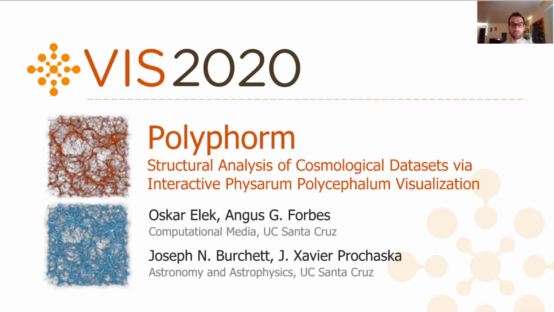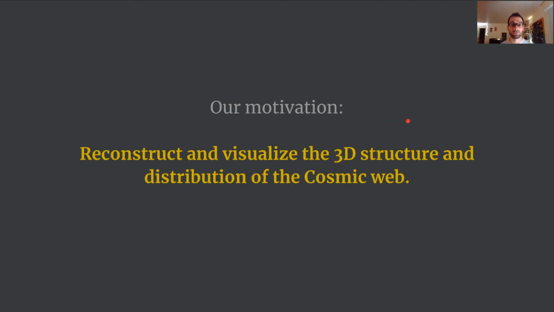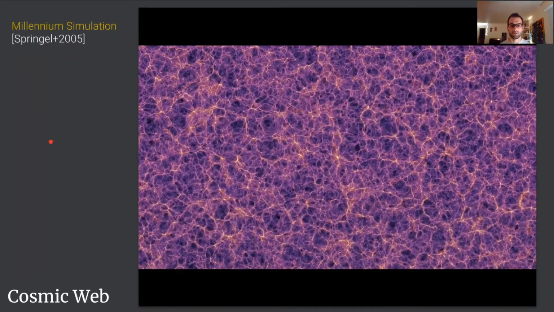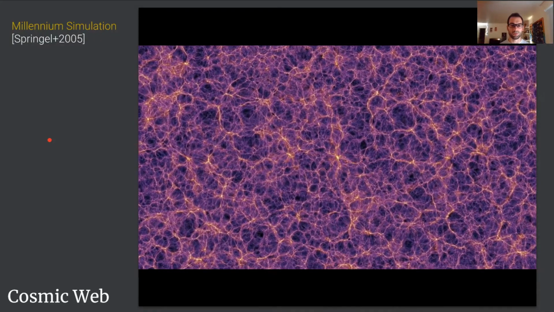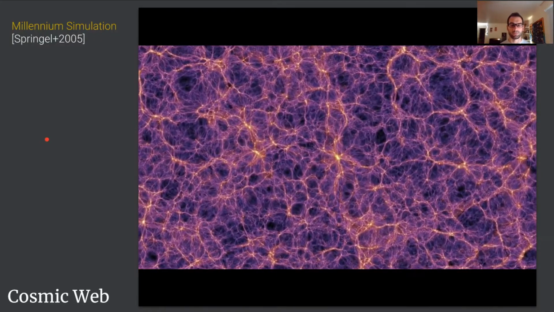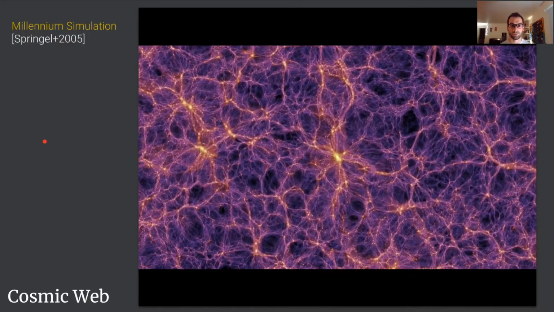I'm excited to tell you about Polyphorm, which is our new tool for a structural analysis of large-scale cosmological datasets. The main motivation for this work was to reconstruct and visualize the three-dimensional structure and distribution of the cosmic web. The cosmic web, as you probably know, is the largest structure known to physics. It's composed of filaments made of gas and dark matter that interconnect galaxies and entire galactic clusters together.